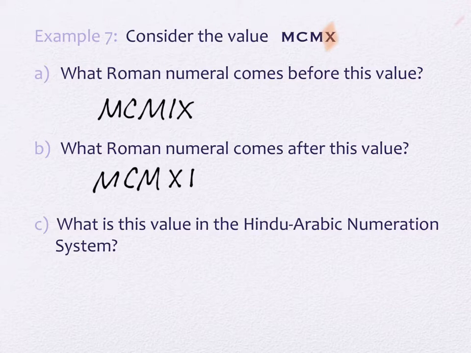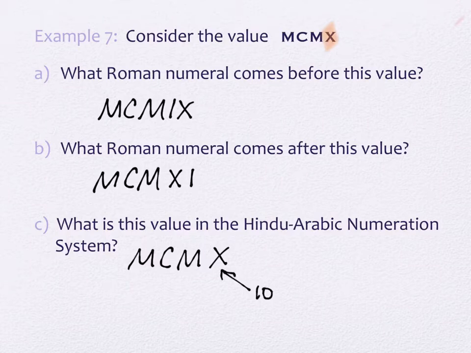So we need to pay special attention to the original number, MCMX, to the placement of values. For instance, we've already said that this is 10 at the end. So let's write these all out one at a time. So what is the M?